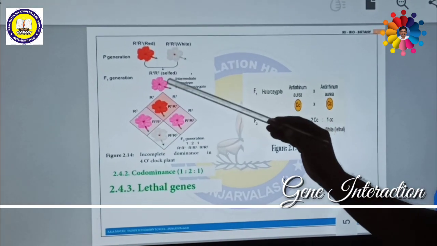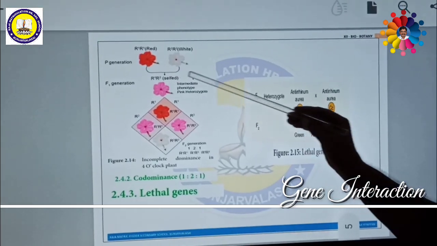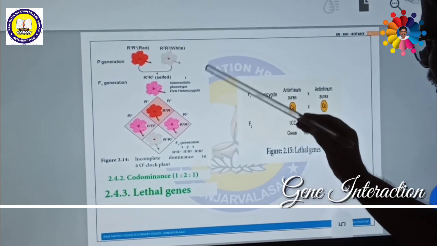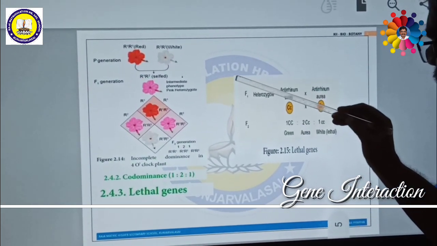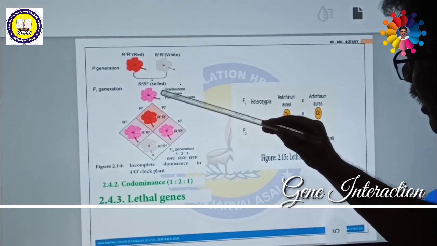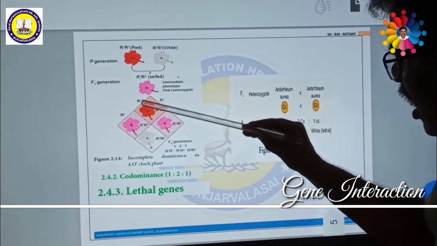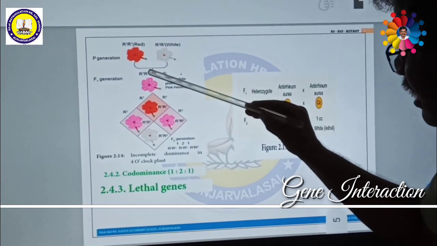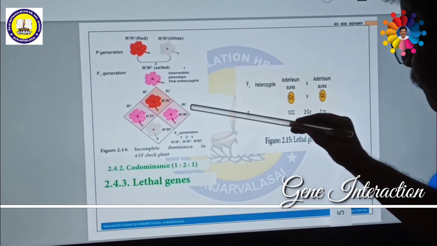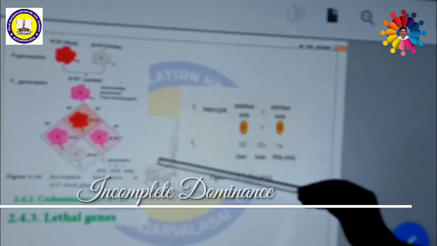Okay. Suppose if it is a self cross, then what will be obtained in the F2 generation? If it is a self cross, that means R1R2, which is pink color, is crossed with R1R2, which is also pink color. One is considered the male parent, another is considered the female parent. Suppose this is the female parent, this is the male parent. Capital R1R2 will produce 2 gametes, capital R1 and another gamete, capital R2. The male parent is also producing capital R1 and capital R2. Cross it. Capital R1R1, red color flower will be formed.